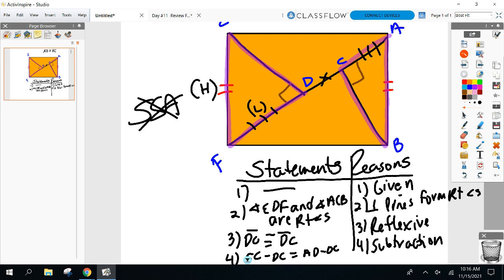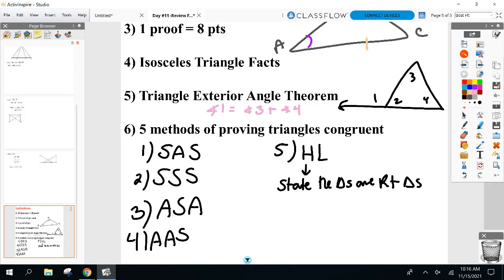All right, everyone good on an HL proof? What HL looks like? It's not side angle side. All right, I'm good there. Please remember these 5. I'm not adding in a 6th, a 7th, none. It's just those 5, and that is it.